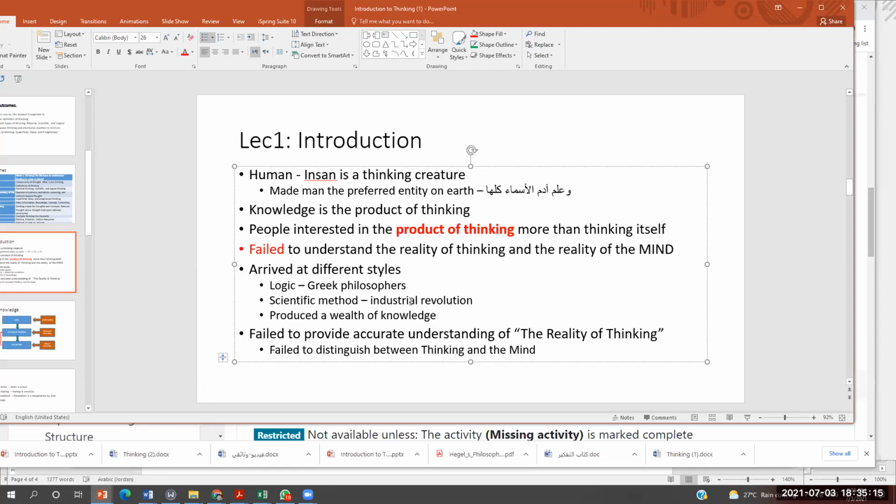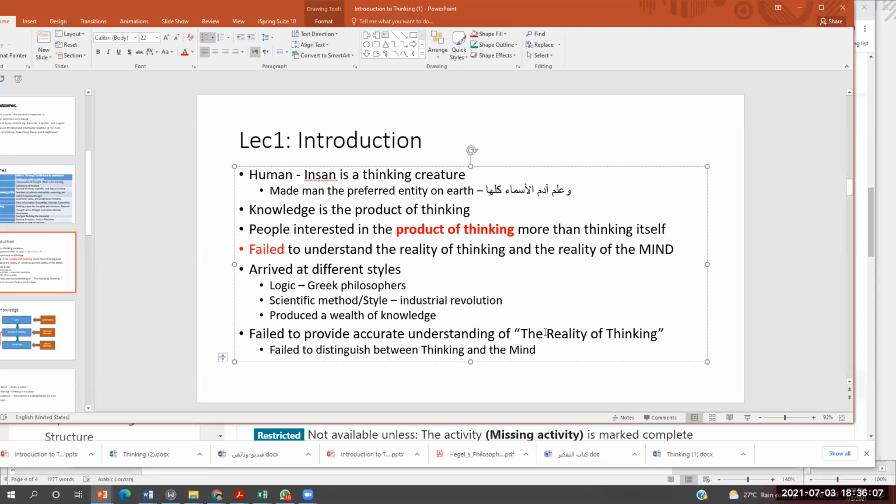Then later, during the Industrial Revolution, or just right before the Industrial Revolution, the scientific method, or even sometimes I call it style, sometimes it acts as a method or as simply a style of thinking. So we learned that, and we composed thousands of books on scientific methods, scientific research, scientific analysis, etc., which produced the science of chemistry, biology, physics, and so on. And as I said, it produced a wealth of knowledge. But we remained here most of the time at the styles of thinking. We did not go into the accurate understanding of the reality of thinking.